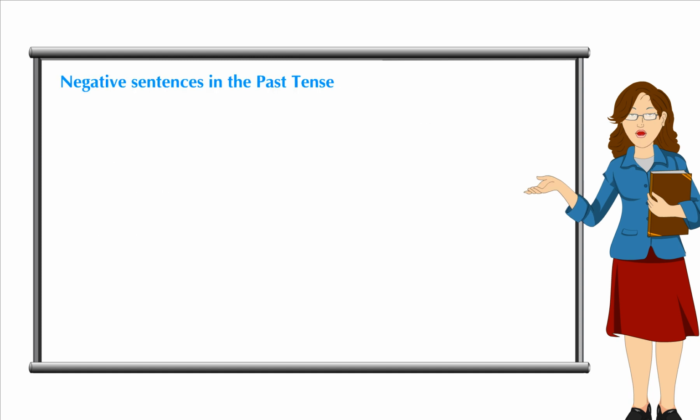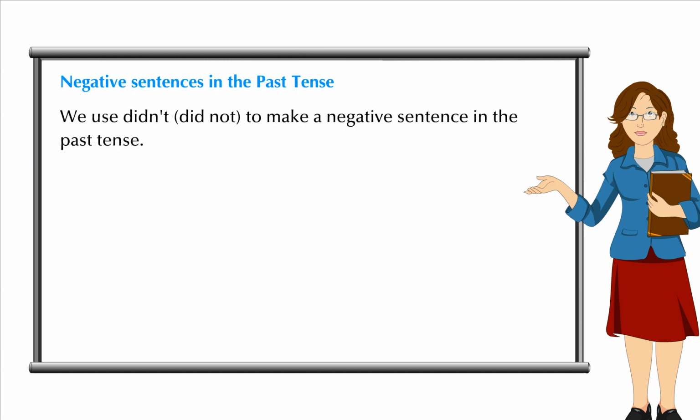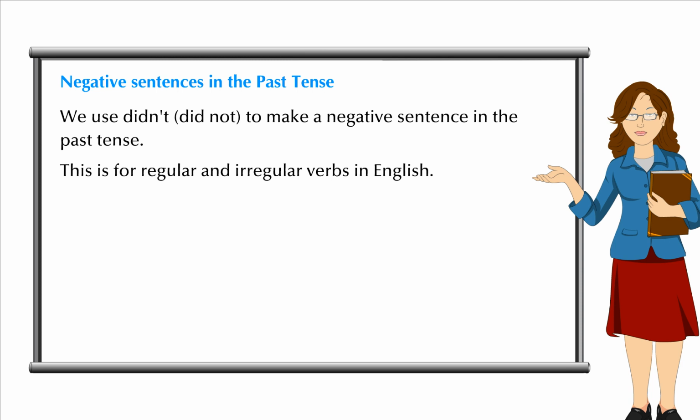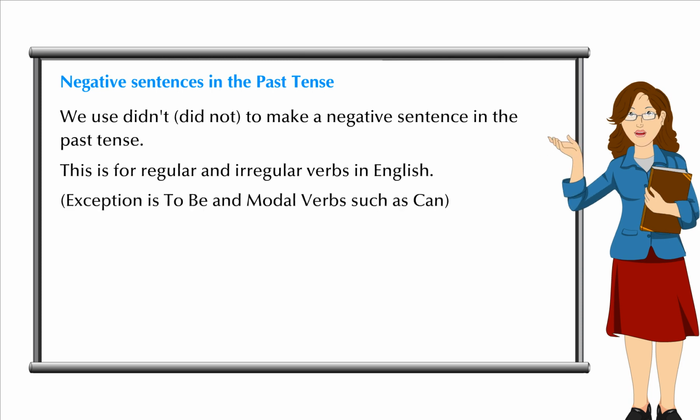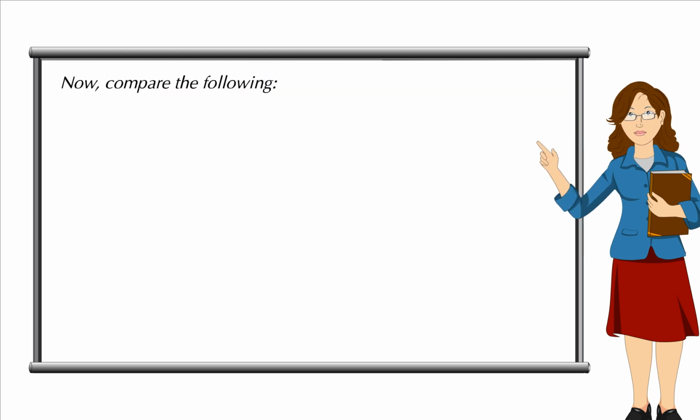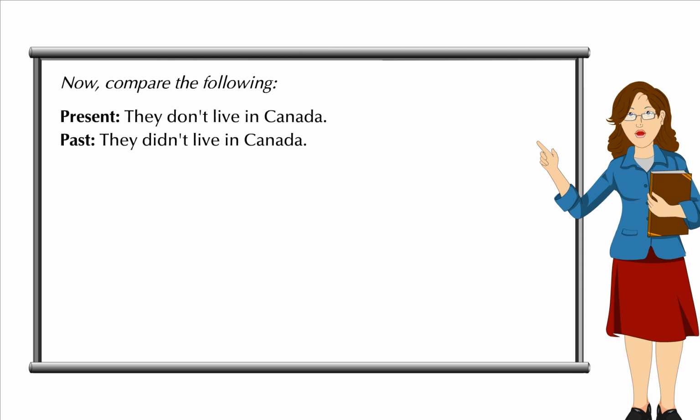Negative sentences in the past tense. We use didn't, did not to make a negative sentence in the past tense. This is for regular and irregular verbs in English. Exception is to be and modal verbs such as can. Now compare the following. Present, they don't live in Canada. Past, they didn't live in Canada.